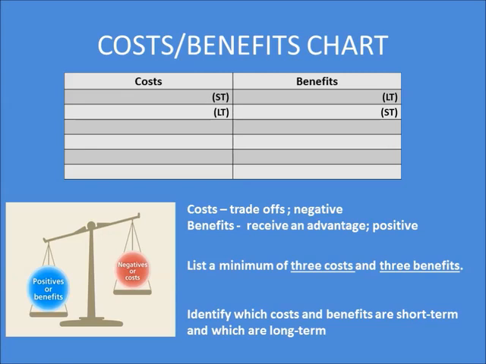Once you've listed at least 3 costs and 3 benefits, you're going to identify which costs and benefits are short-term and which are long-term. You can see from the example in the chart, just list the ST for short-term next to each, or the LT next to the long-term. Generally speaking, it depends upon your dilemma which is short-term or long-term, but anything over 6 months more than likely is going to turn into a long-term.